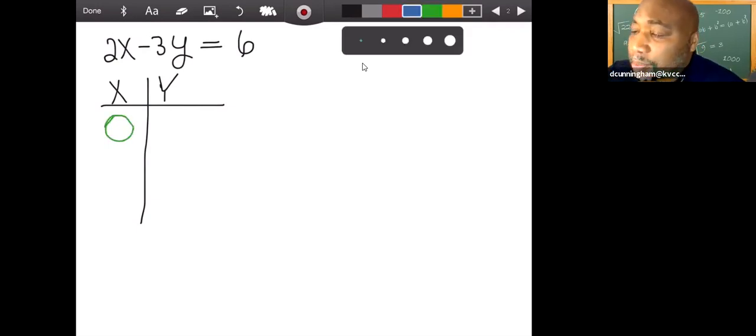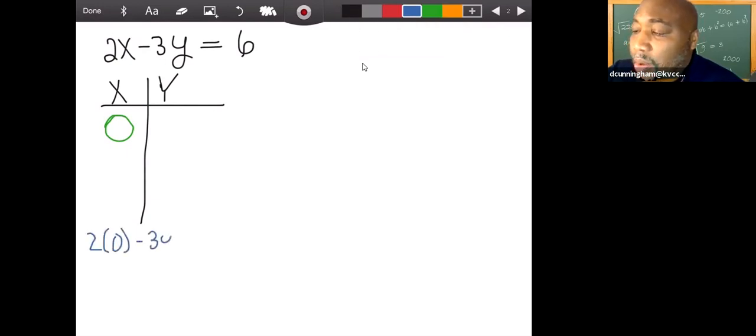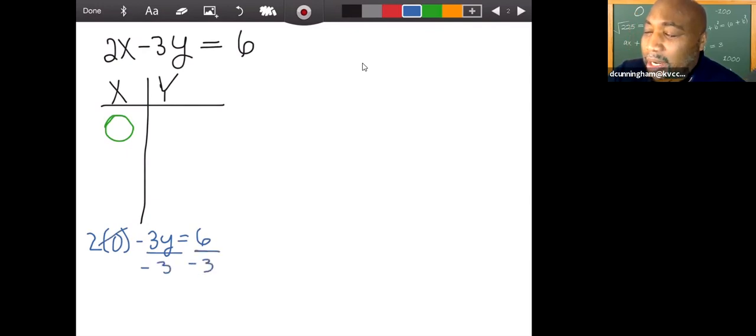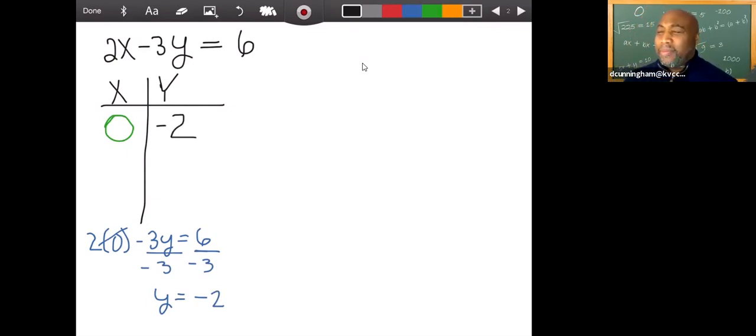And to solve this, I'm going to put this in blue. This is 2 times 0 minus 3y is equal to 6. Well, 2 times 0 is 0. So all we're left with is that 3y. So divide by 3, divide by 3. Therefore, y is equal to a negative 2. And so in black, this will be negative 2.